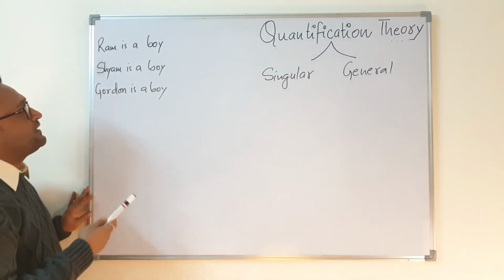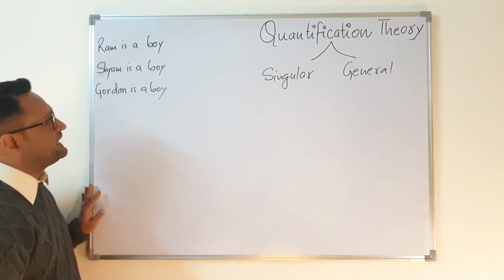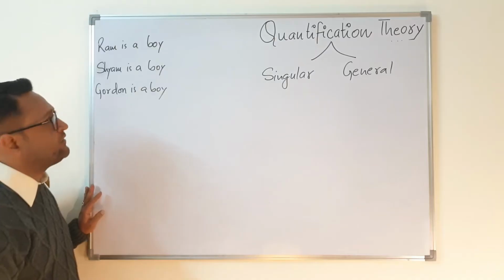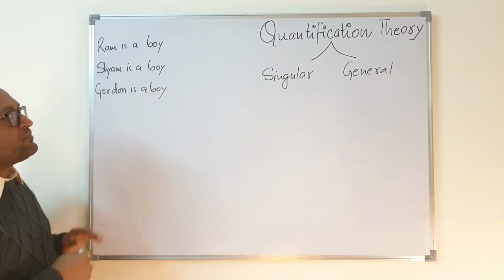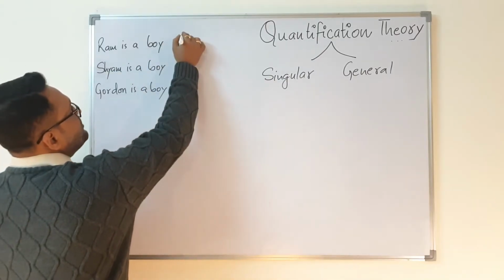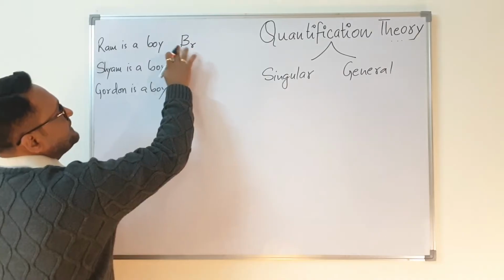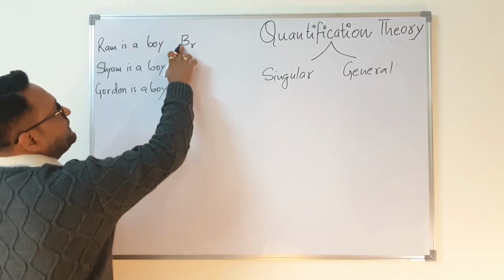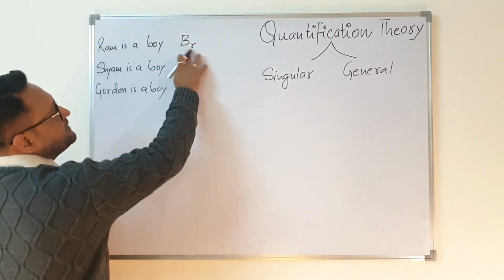Like in the last part of this lecture, we have taken the example of Delhi is the capital of India. Similarly, if we have Ram is a boy, or Sham is a boy, or Gordon is a boy, you now know that the symbolization of this will be Br, because you see that the predicate is boy, so I am keeping it with the capital letter, and Ram is the subject, so I am putting it as the small letter.